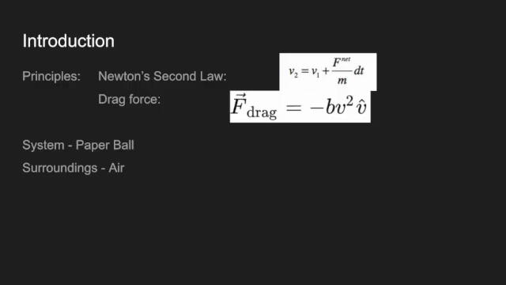like a projectile. In this lab, we will use a video of a paper ball, which is our system, being thrown in the air, which is our surrounding, to show Newton's second law of motion, which states that the acceleration of an object is directly proportional to the net force acting on it.